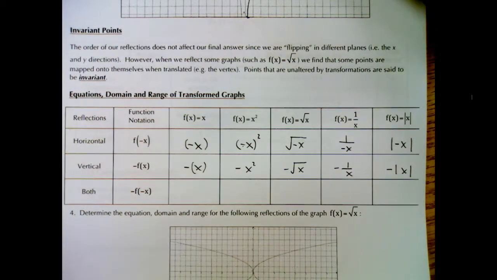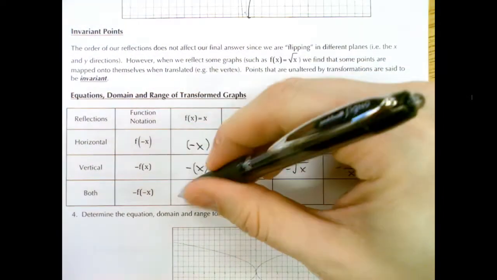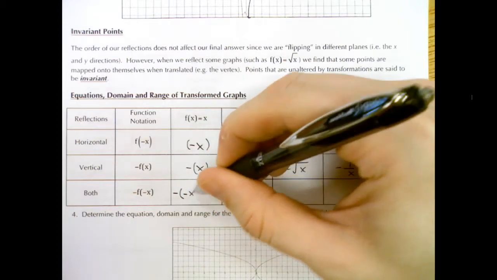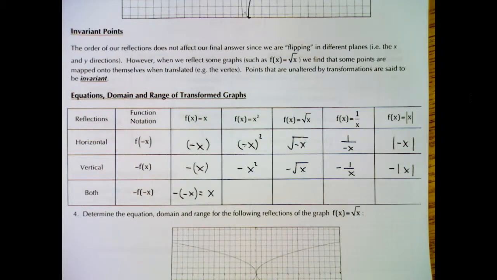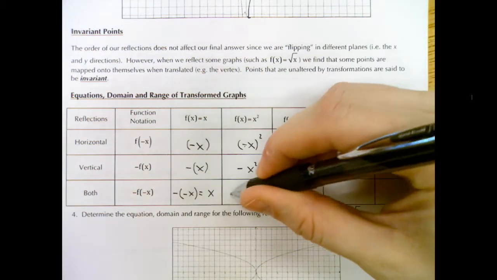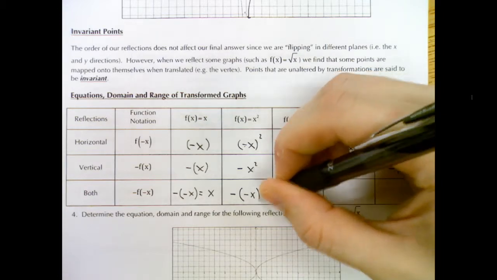If you had both, well, what would it look like? Well, for the linear, we'd have a negative in front, we'd have a negative inside, and that'd just be like the original. Which if you think about a line, if you vertically reflect it, then horizontally reflect it, you actually end up with the exact same line, which is kind of neat to think about, if it's the original function, the parent function. For a quadratic, we'd have a negative outside the bracket, inside the bracket, and squared.